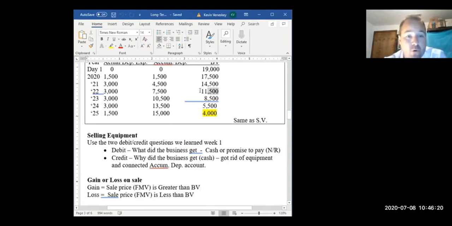If I sold it for more than 11.5, and I'm just using that one as an example, if I sold it for $12,000, then I have a $500 gain. And gains, we're going to see, are always credited. Gains, think of those as like revenue. Gain and revenue kind of think of the same thing. They're not the same, but think of them the same. Gains are always credited like revenue, and losses are always debited like an expense.